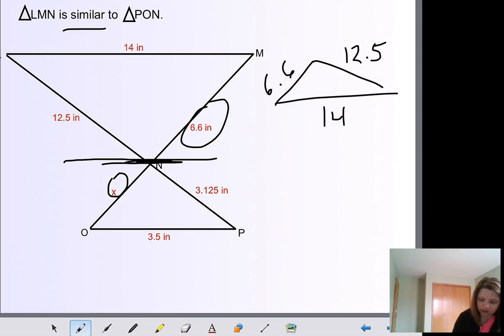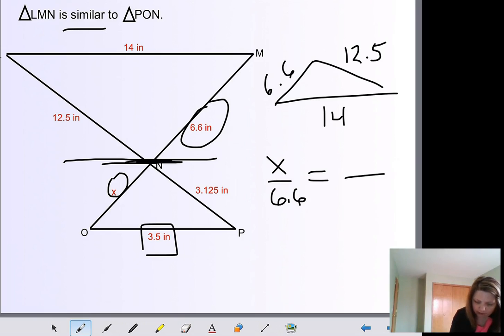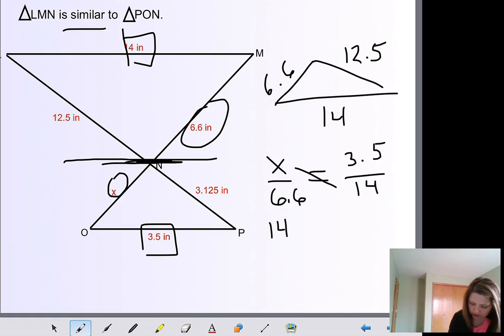Yes, it will be 6.6. So I'm going to write x over 6.6 is equal to, and then, just to not be so confused, we're going to use 3.5 to 14. The smaller is the unknown, that's why we start with the smaller, 3.5 to 14. Okay, cross product, I will get 14x here equals to, now we've got to multiply 6.6 times 3.5.